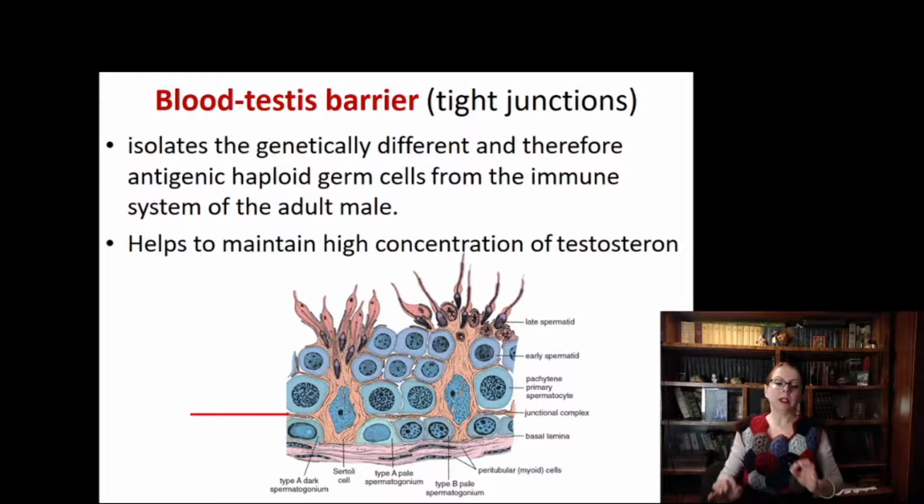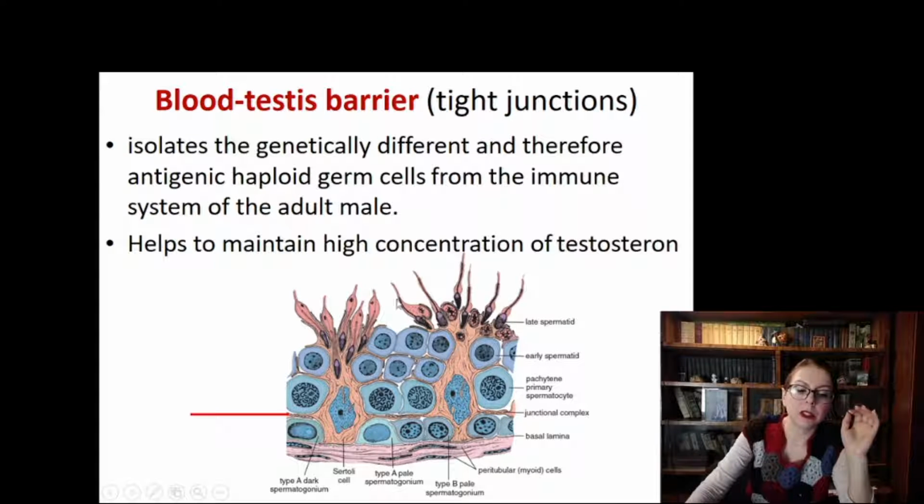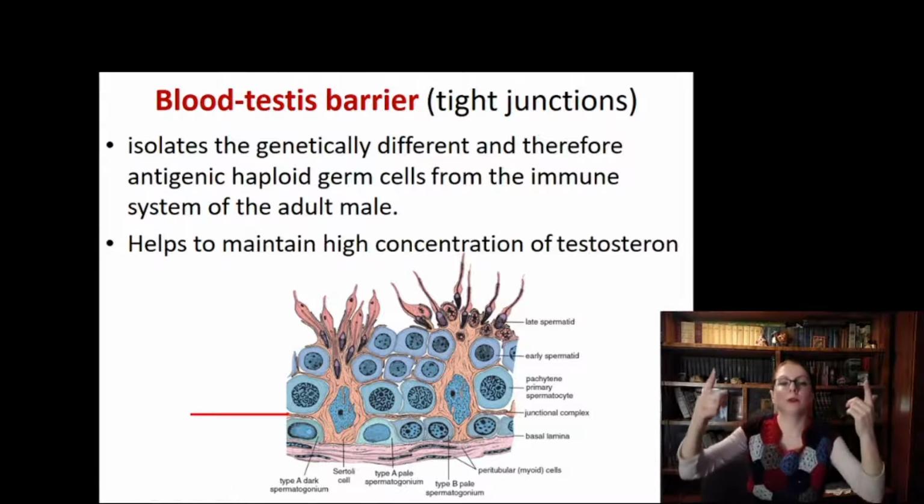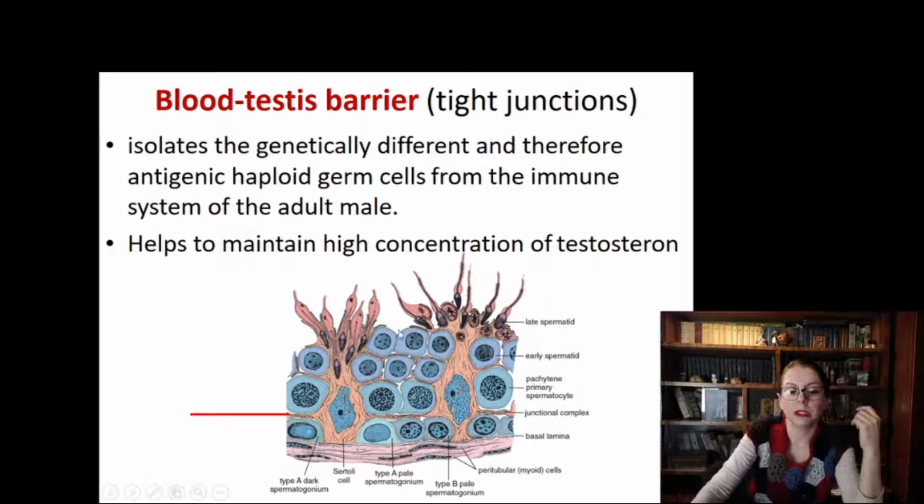Tight junctions separate the seminiferous epithelium into two compartments, the basal, here it is, and the adluminal, here it is. In the basal compartment, only spermatogonia and early spermatids can be found. But all the others appearing after puberty break down those tight junctions and move upwards. They exist in the adluminal compartment, which is devoid of blood vessels and which is insulated from the immunity.